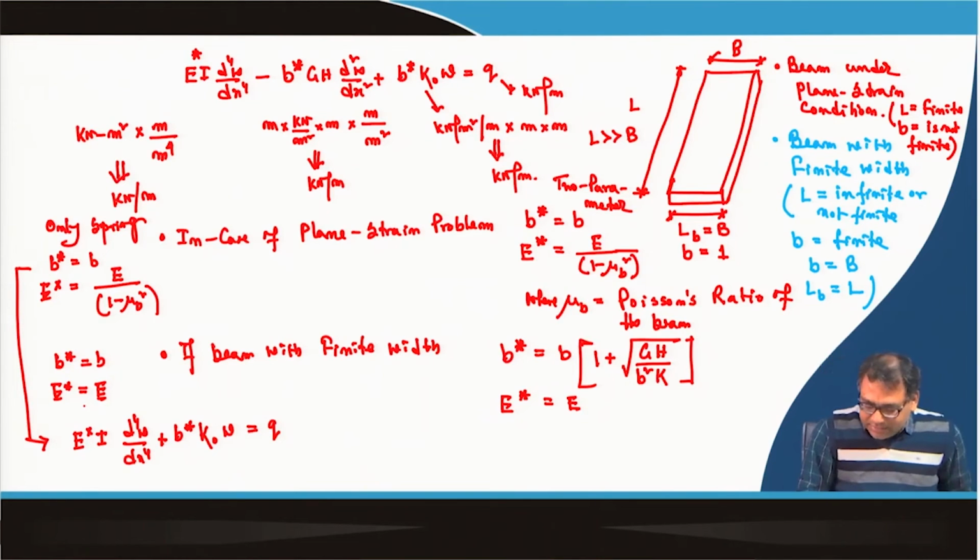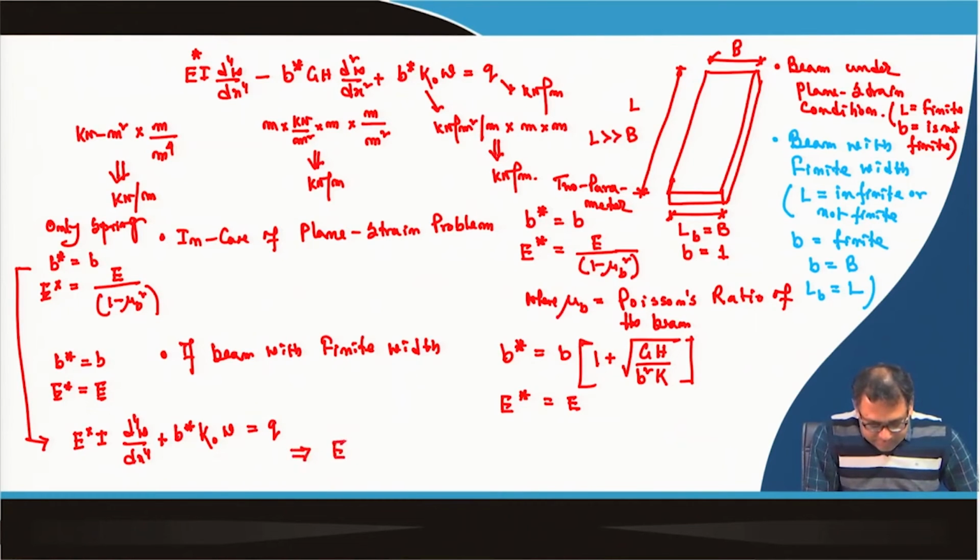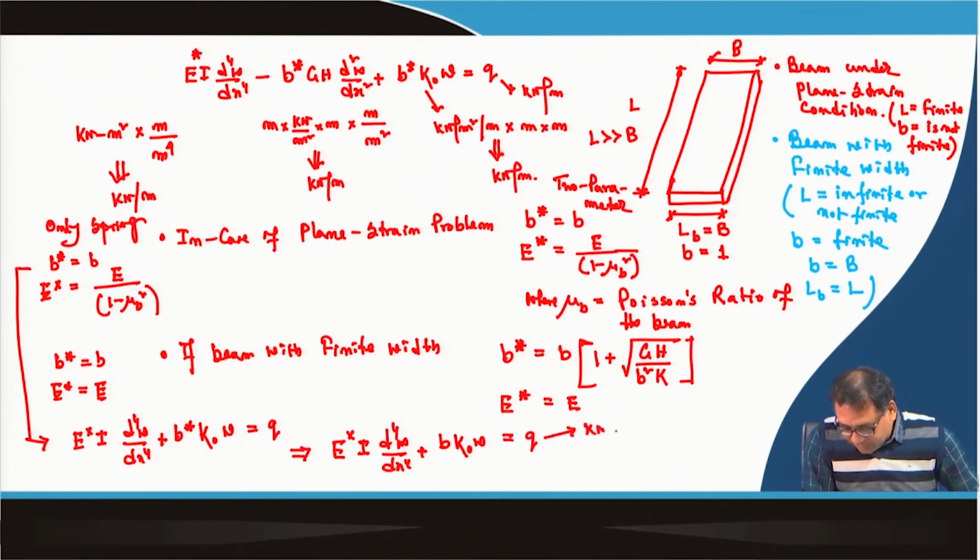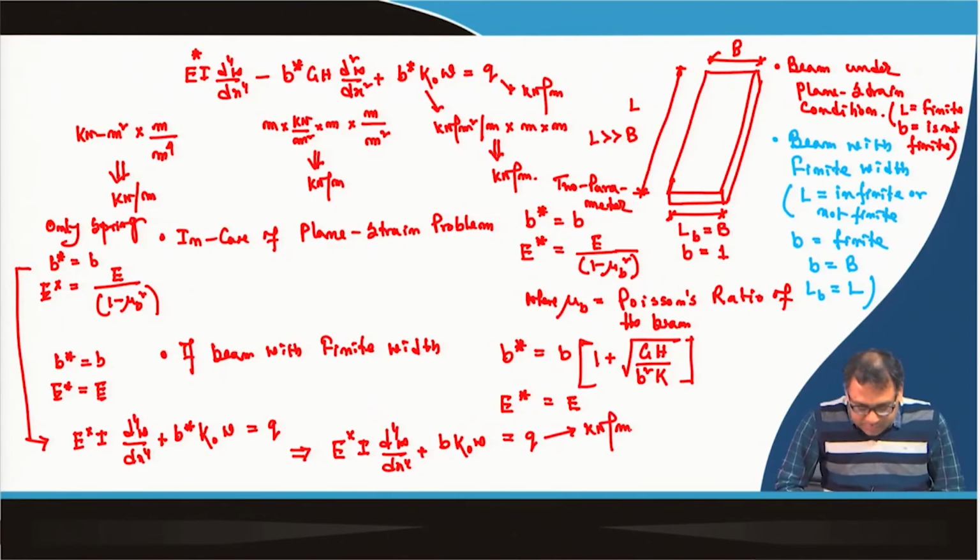So, that means if your beam is resting on spring, whether it is a beam under plane strain condition or a beam with finite width, then B star is always equal to B, and that is why our general expression is always E star I d4 W by dx4 plus B k 0 W equals Q, where remember that Q is in kilonewton per meter.